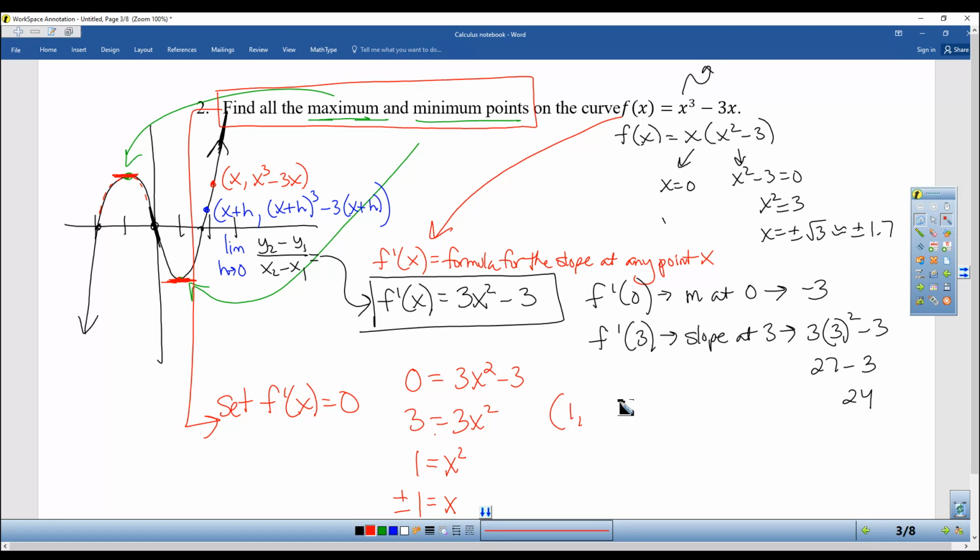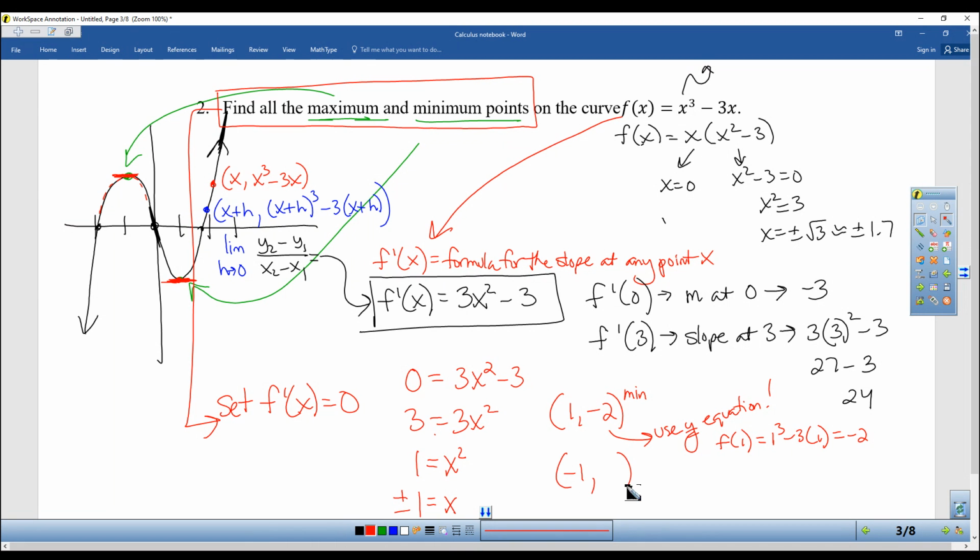So at 1, now how do you find the y value? Whenever you want the y value, you need the y equation. Use the y equation. That's so important. So f of 1 is 1 cubed minus 3 times 1, which is negative 2. And that looks about right. At 1, it's negative 2. That's the min.